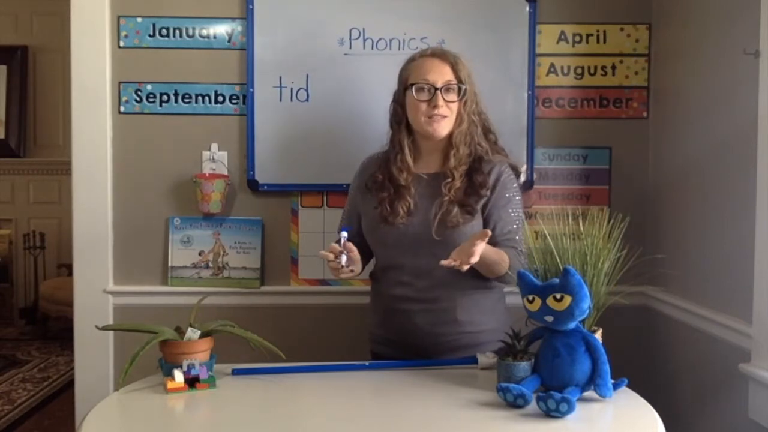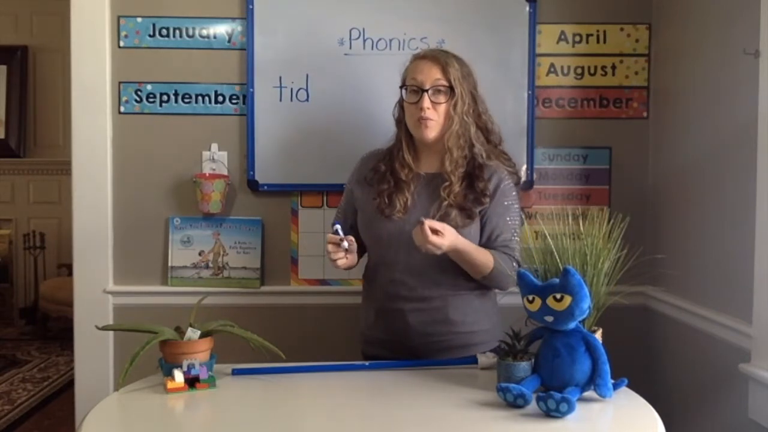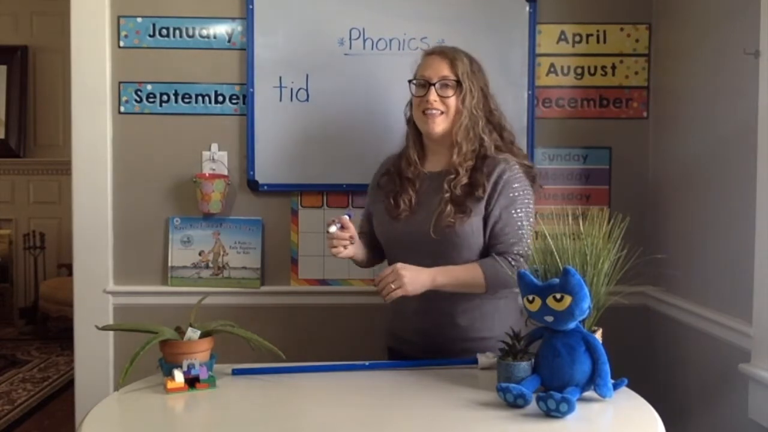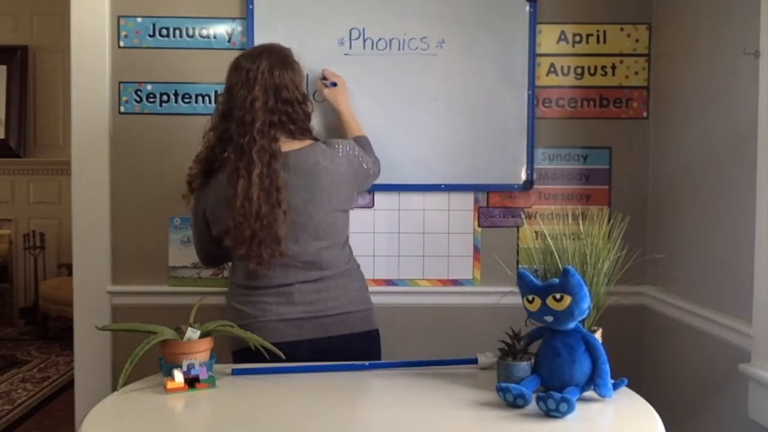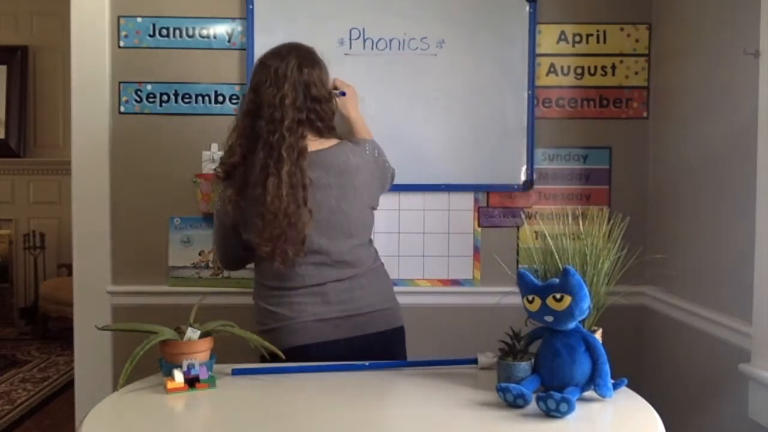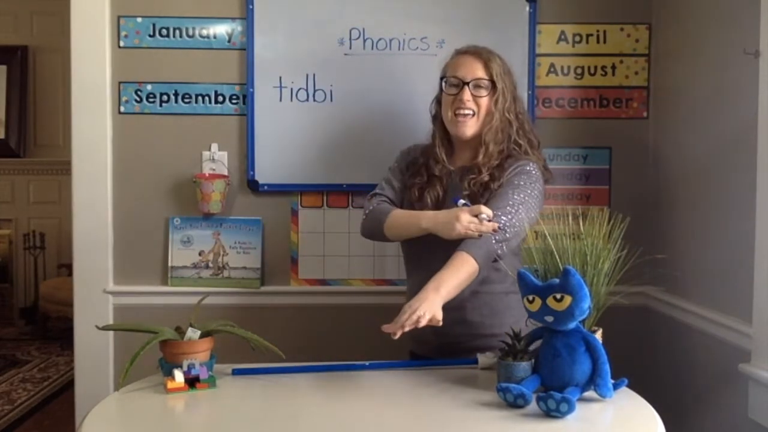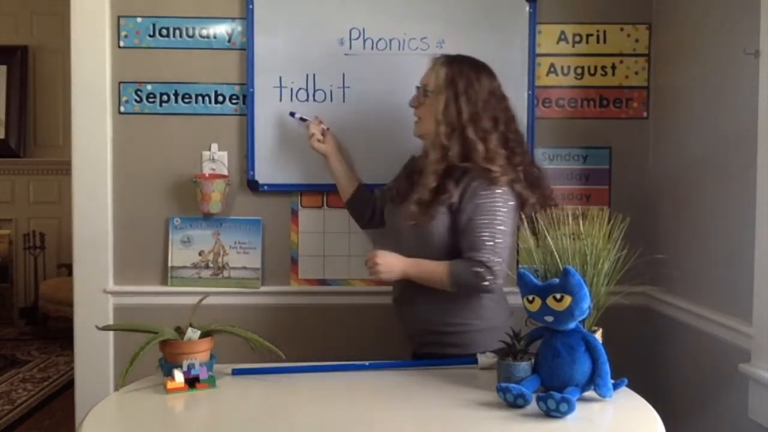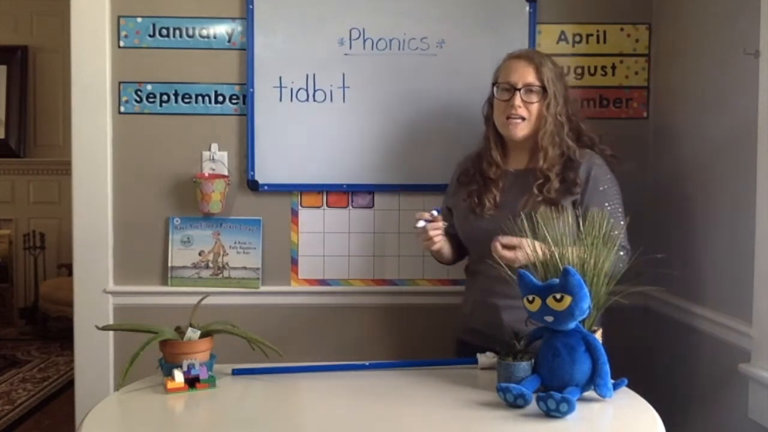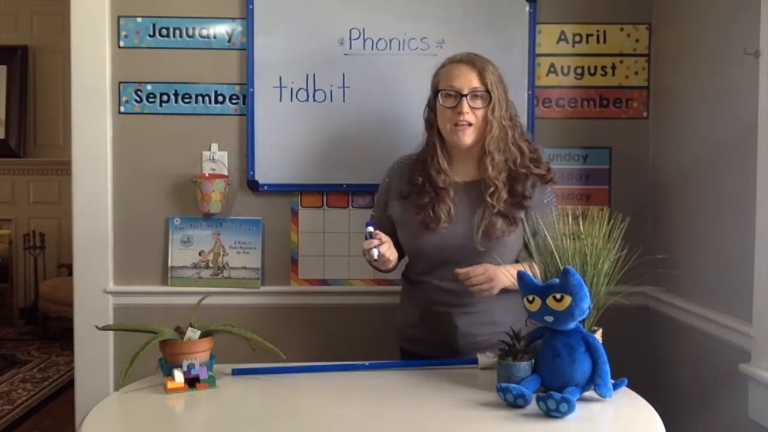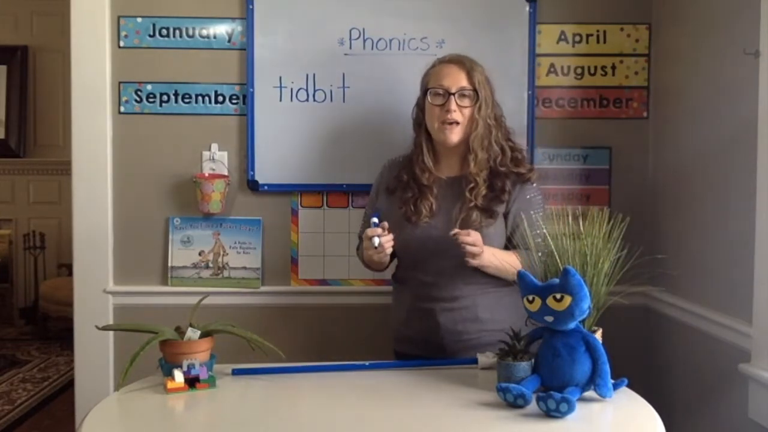Now we need our next part, tidbit. Bit is a real word. Sometimes in these 2-syllable words, you might come across a real word. Bit, b, that's a B. B-I, I. B-I-T. So here we have the word tidbit. A tidbit just means a small piece of something. Like I'm going to take just a tidbit off of my aloe plant. That's what that word means. Tidbit, just a little bit.